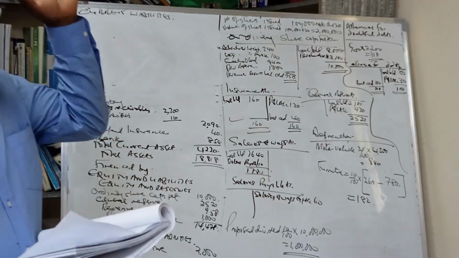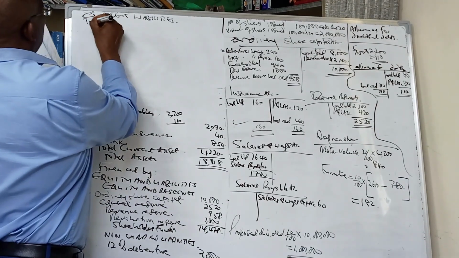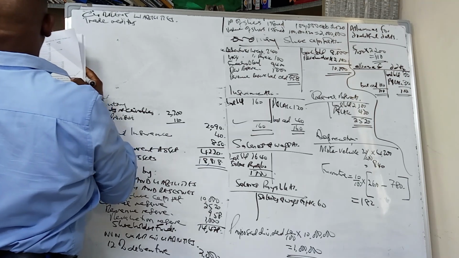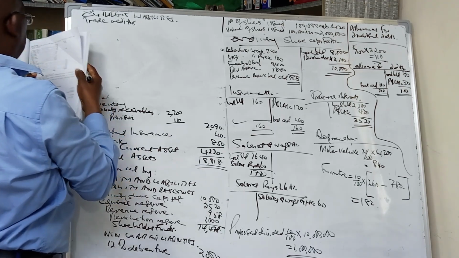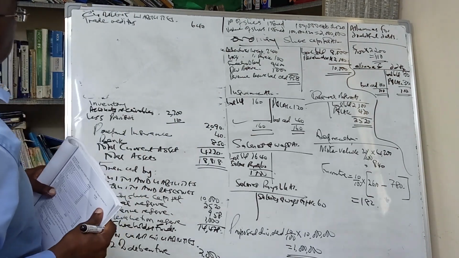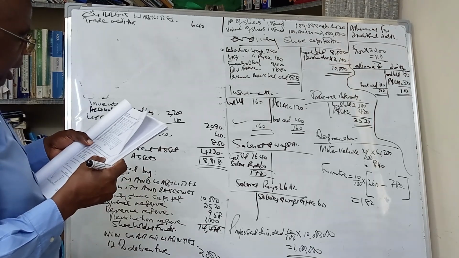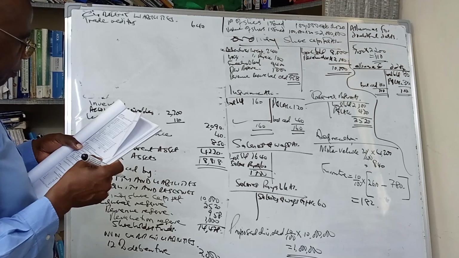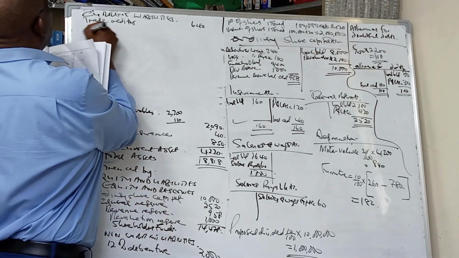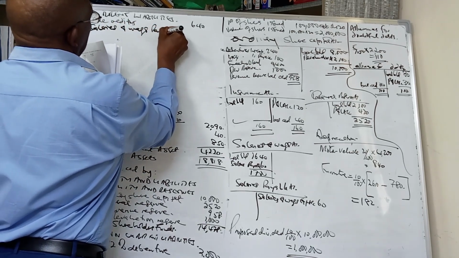Always current liabilities. Remember our format. Start with bank overdraft, then we come to trade creditors. You don't have bank overdraft, so we come to trade creditors or accounts payable, which is 640. Then we find other liabilities. We have salaries and wages payable of 60, from additional information.